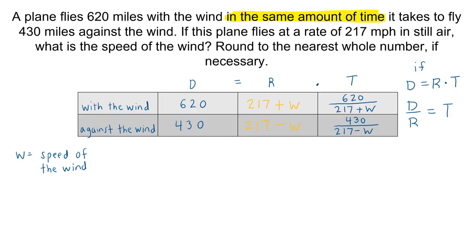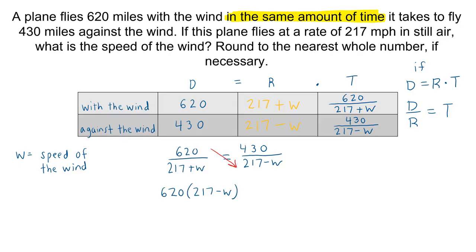They tell us that both of these trips, with the wind and against the wind, took the same amount of time. That means that the time flying with the wind and the time flying against the wind have to be equal to one another. So that gives us this equation, where the two times are equal. Now the great news about this is a proportion. One fraction equals one fraction. So we can solve by cross multiplying.